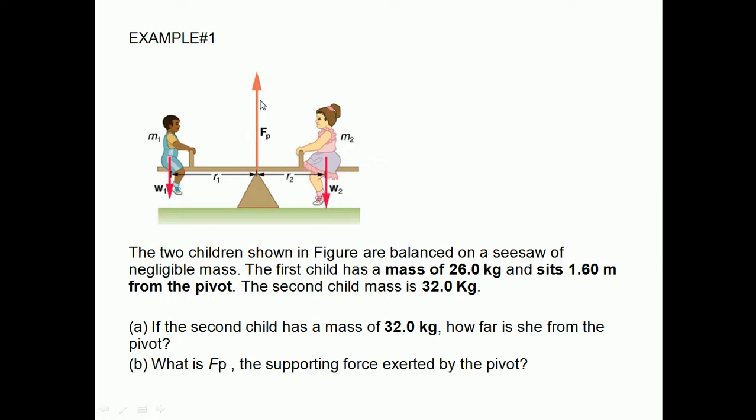So this is balanced by the weight of the first child and the weight of the second child. The sum of the weight of the two children must be equal to this particular force, because this is in the y-axis, so they must be equal. So we will go with the assumption that the FP will be equal to W1 plus W2.